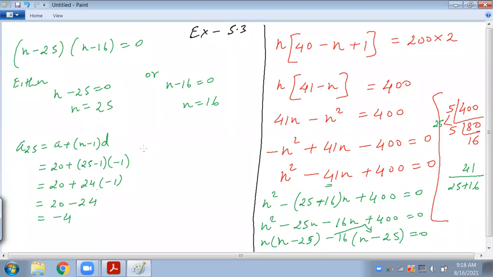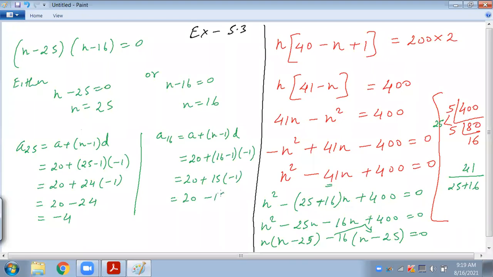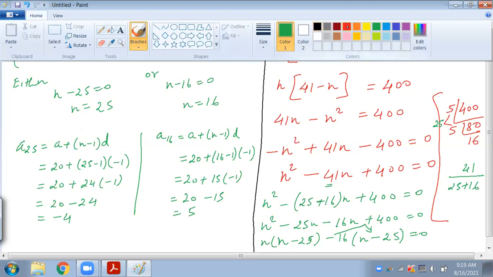Okay. And you find a16 also. A16 equal to a plus n minus 1 d. So put the value, a is 20 plus n is 16 minus 1, d is how much? Minus 1. So it will be 20 plus 16 minus 1 is 15 into minus 1, which is 5. Okay, now we got two values.